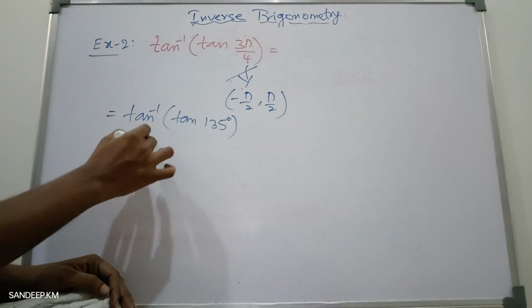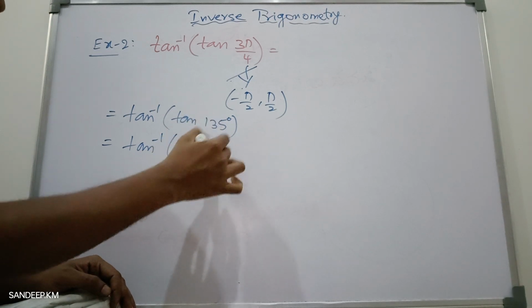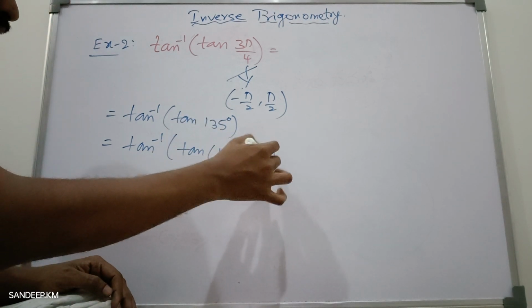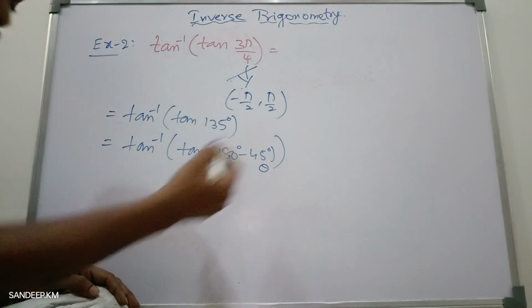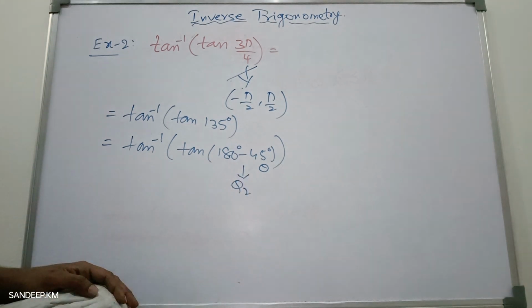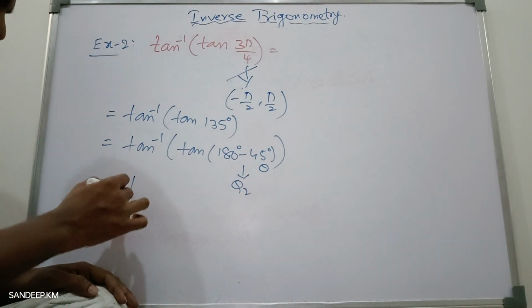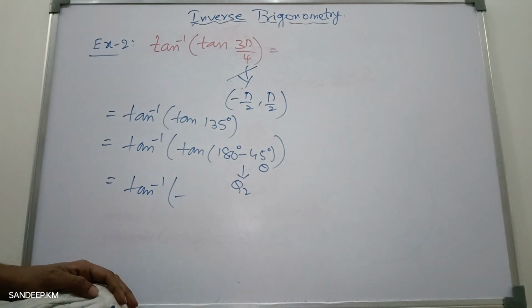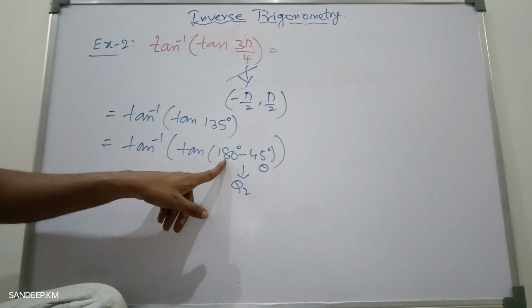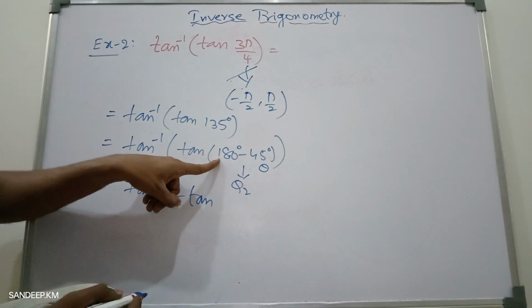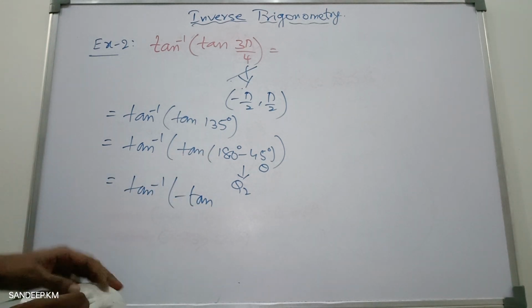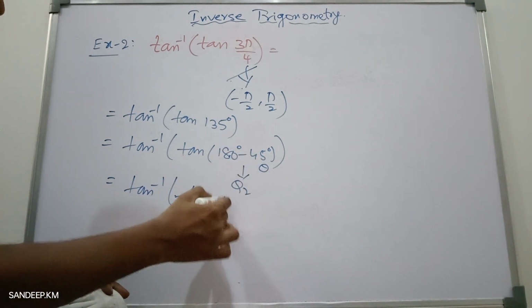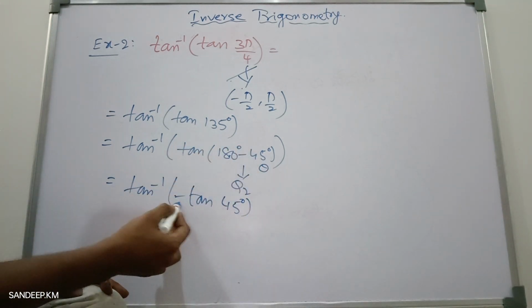So tan inverse of tan 135 is tan inverse of tan of 180 degrees minus 45 degrees. You can also write it as 90 plus 45. Anyhow, 180 minus theta is an angle in the second quadrant. In the second quadrant, tan is negative, and 180 is an even multiple of 90. Even multiple of 90 means tan will be tan. Odd multiple of 90 means tan becomes cot. All these basics are very much clear for you, I hope. So tan of 180 minus theta is minus tan theta.